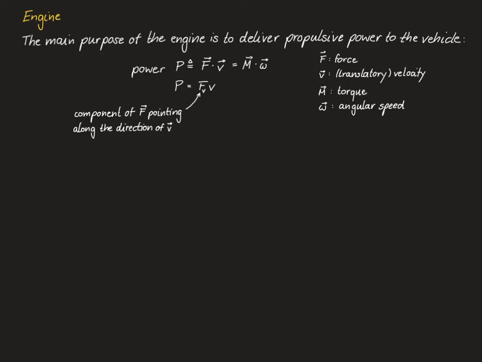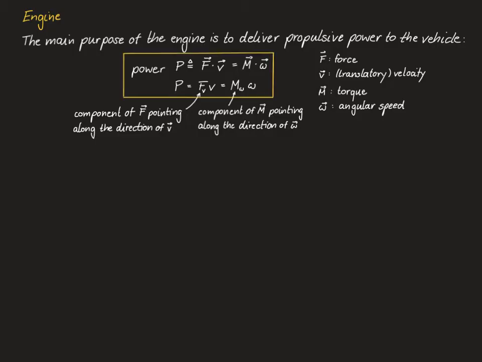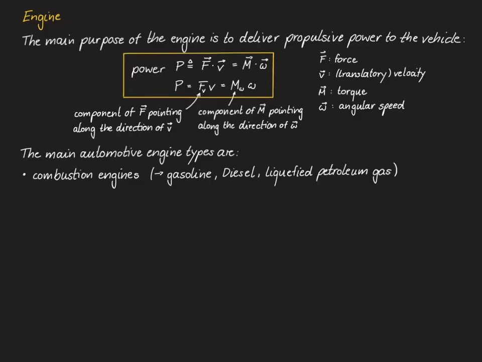Here, the power is given as the inner product of the vector of the torque with the vector of the angular speed. And if both share the same direction, this simplifies to the scalar product of the torque times the angular speed. The main types of automotive engines are, for one, combustion engines, which use as an energy source different types of fuel, in particular gasoline, diesel, or liquefied petroleum gas. And second, electric motors, which can be based on different types of energy sources, in particular batteries, fuel cells, or overhead wires. However, overhead wires are more popular for urban buses and sometimes trucks rather than passenger vehicles.